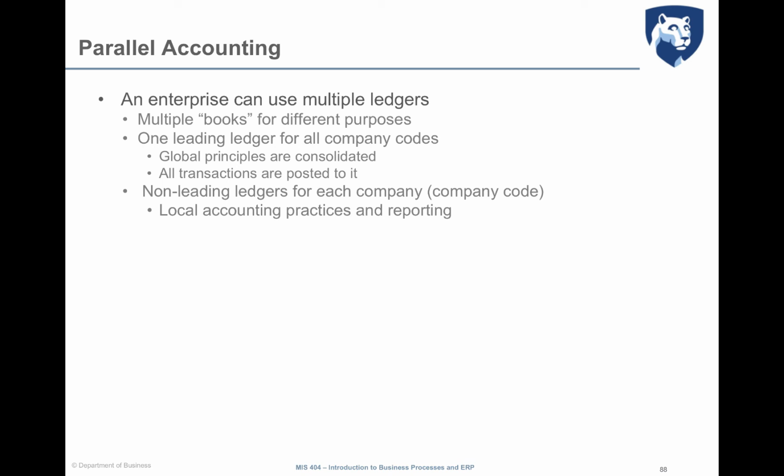So if a company implements multiple ledgers in parallel and uses each ledger for different purposes, the company is doing parallel accounting. Of course, in a typical arrangement, an enterprise will implement one set of accounting principles for all company codes in the enterprise. And these global principles are then consolidated in a single ledger known as the leading ledger. A leading ledger, of course, is required, and all the transaction data are posted to it. Remember the case of GBI.